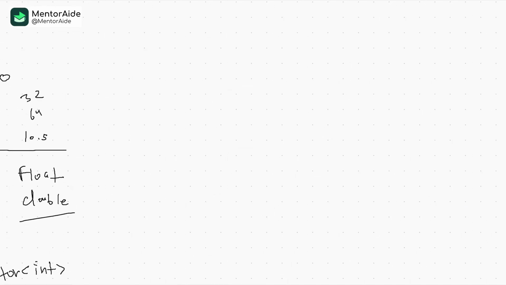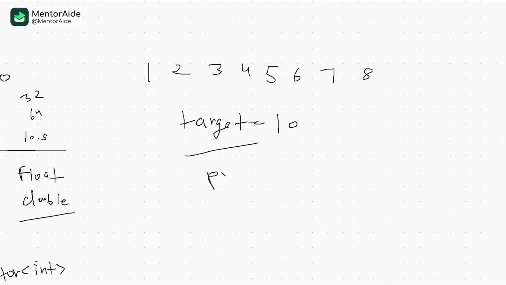Okay. Now let's do some fun questions. Let's say you are given an array 2, 3, 4, 5, 6, 7, and 8, and a target is given, which is, let's say, 10. You need to find a pair whose sum is equivalent to the given target.